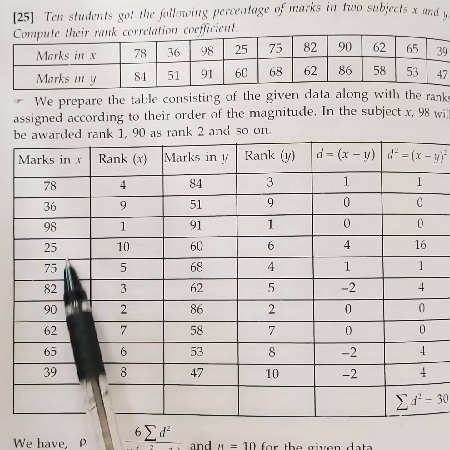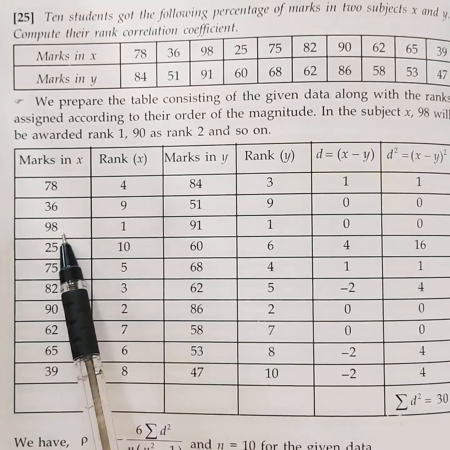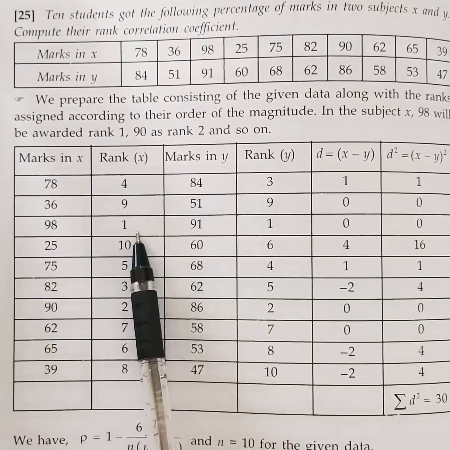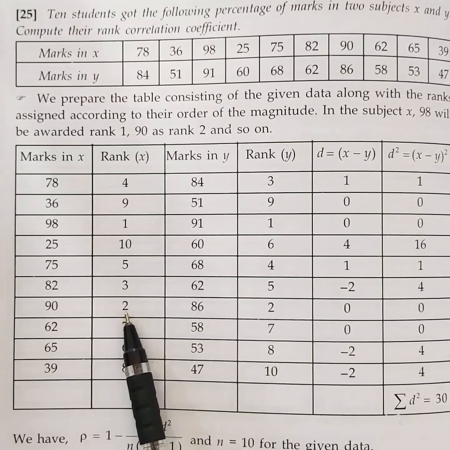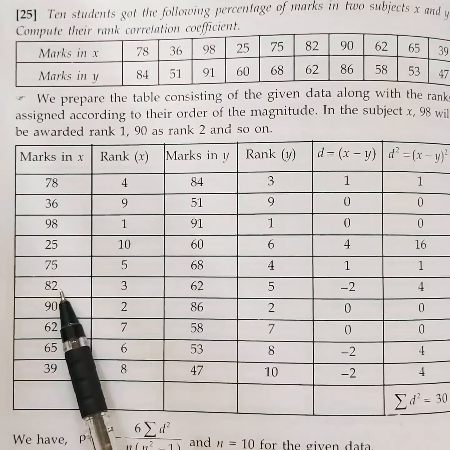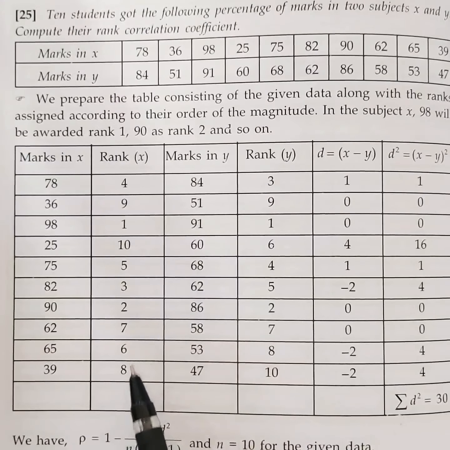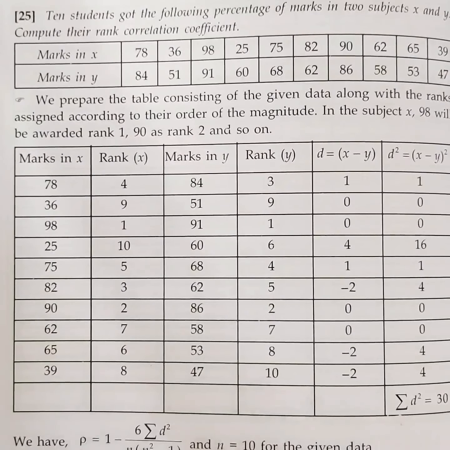That is, you write all the X values. How will you give rank? The one who has got the highest mark will be given rank 1. Same way, 98, rank 1. Next highest mark, 90, rank 2. Next highest mark, 82, rank 3. Like that you will assign rank. Once the ranking is over, strike this out. We are not going to use this for calculation.